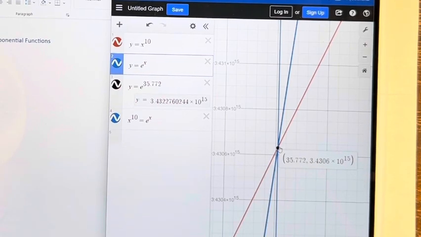But now that we have it, we can see this is the point where e to the x surpasses x to the 10th at x is equal to 35.772, y is equal to 3.4306 times 10 to the 15th.